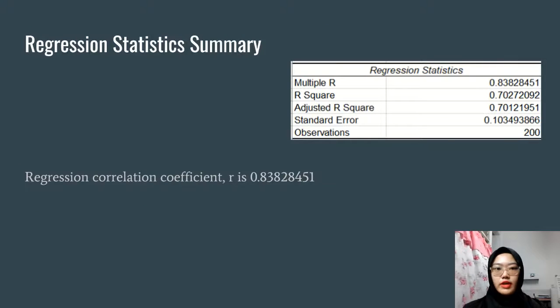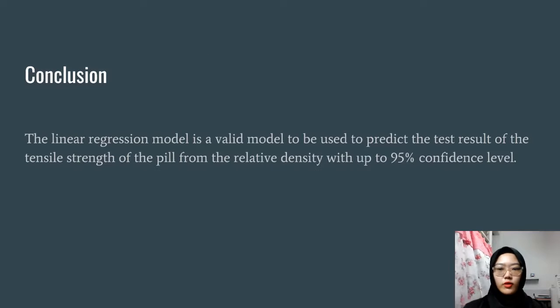So for the regression statistics summary, the regression correlation coefficient R is equal to 0.83828451, and the relationship between tensile strength and relative density has a strong positive relationship as shown in the line fit plot. As a conclusion, the linear regression model is a valid model to be used to predict the test value of the tensile strength of the fields from the relative density with up to 95% confidence level. That's all from us. Thank you.